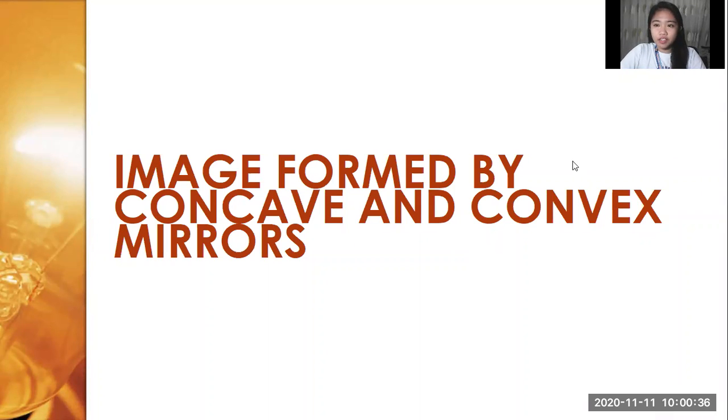Okay, hello, grade 10. So this is the continuation of our lesson about optics. Last time we discussed reflection, and now we will be discussing ray diagramming for getting the image formed by concave and convex mirrors. So first we will go to the image formed by concave mirrors.